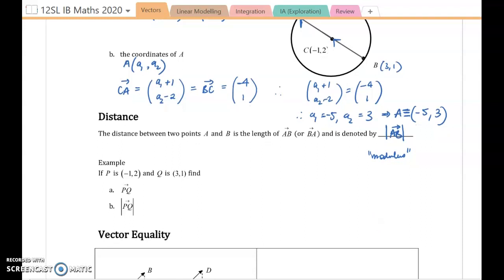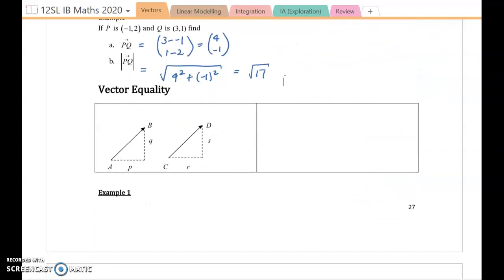So if we've got P is negative 1, 2, and Q is 3, 1, find vector PQ, that would be 3 minus negative 1 and 1 minus 2, which is 4, negative 1. So the modulus, or the distance between P and Q then, would be 4 squared plus negative 1 squared, which you probably remember doing previously. So that would be root 17. And you would remember this as your distance formula as well. So it's all linking together.